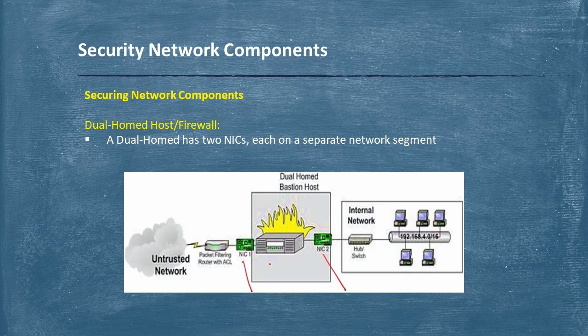Dual-homed host on firewall. A dual-homed host has two NICs, that is network interface cards, one here and another here, each one on a separate network segment. When a host has two NICs, we call that a dual-homed host.